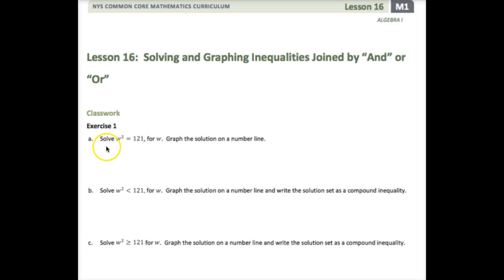Well, I think we remember that when we solved this before, we knew that the square root of w squared would give us an answer. But the problem with it is that it gave us two answers. It gives us w equals plus or minus 11. It's not so hard to do.